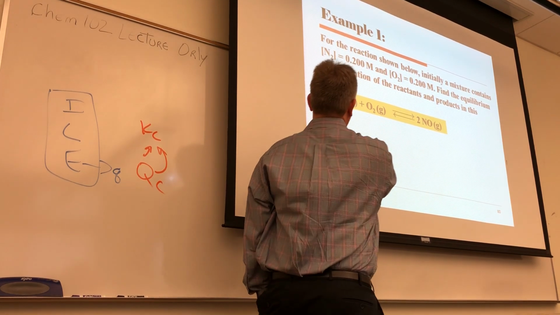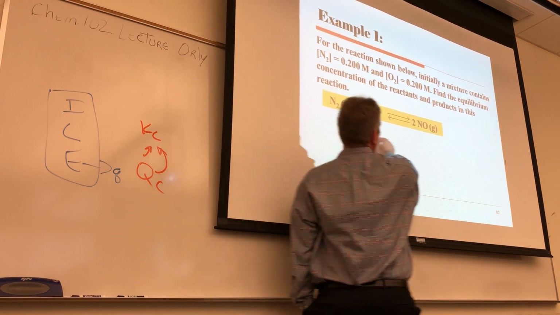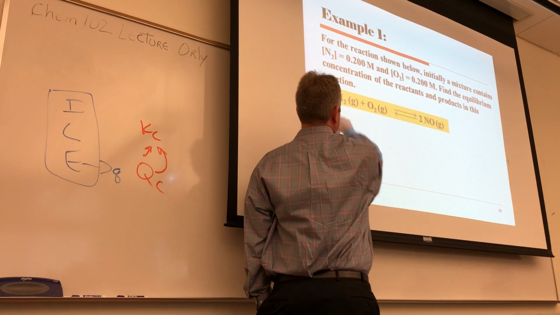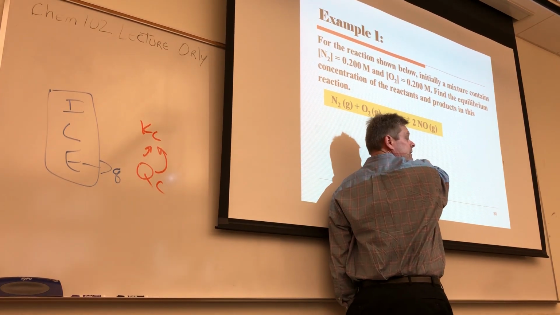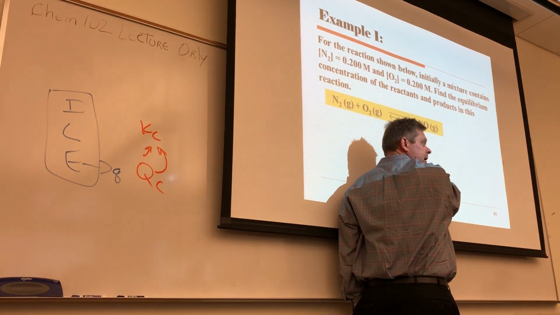So then I set this up. Here's my ICE chart, ICE here. The initial is 0.2, 0.2, and 0. What's the change here? It's going to be minus x, minus x, plus 2x. So this is going to be plus 2x in terms of my equilibrium concentration.